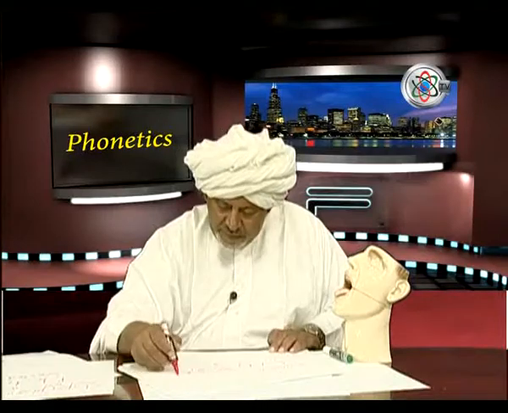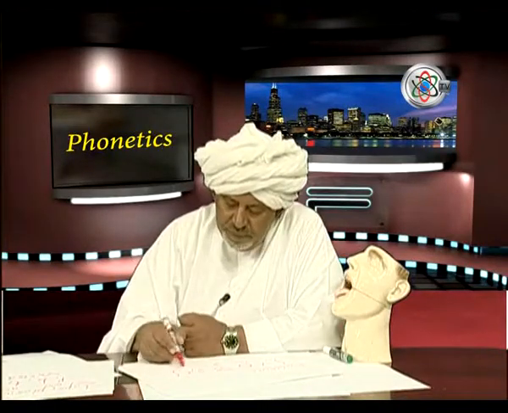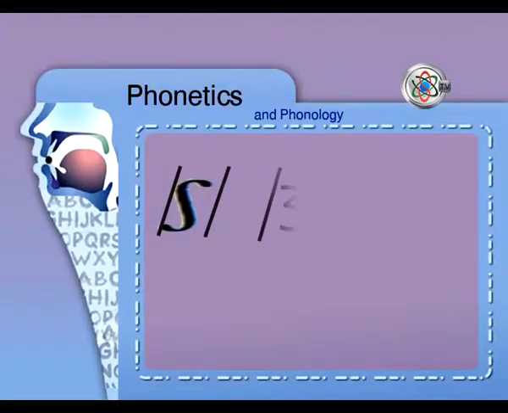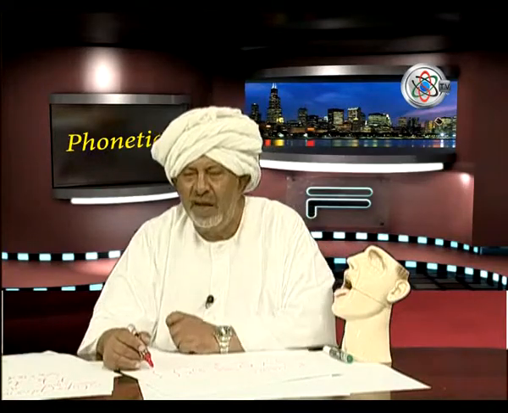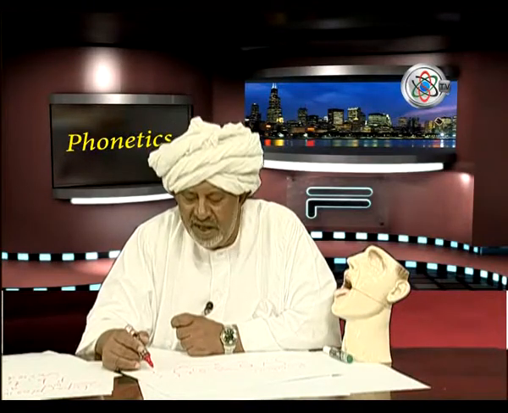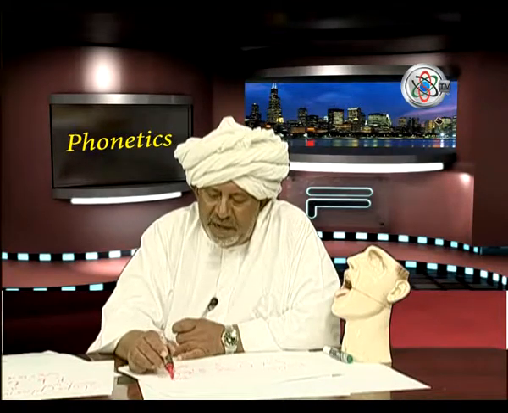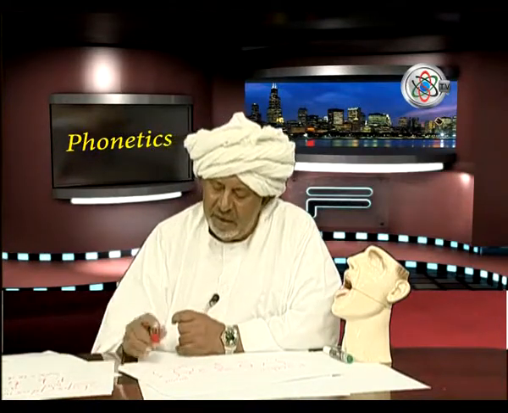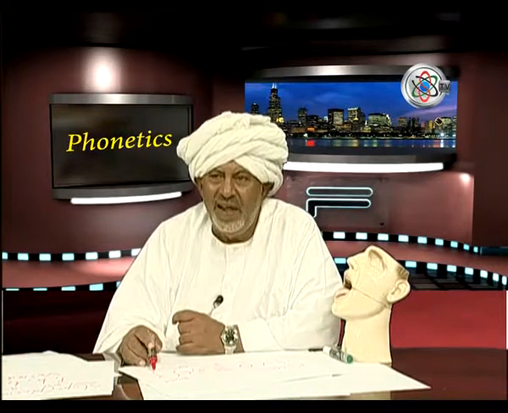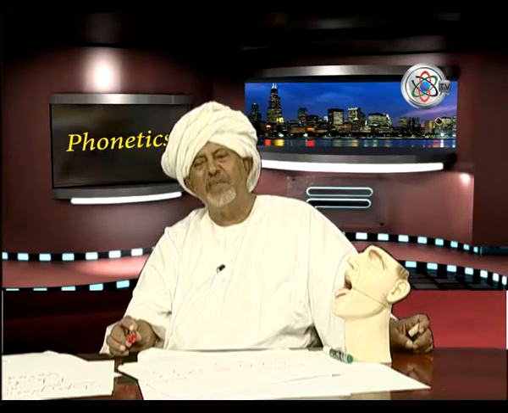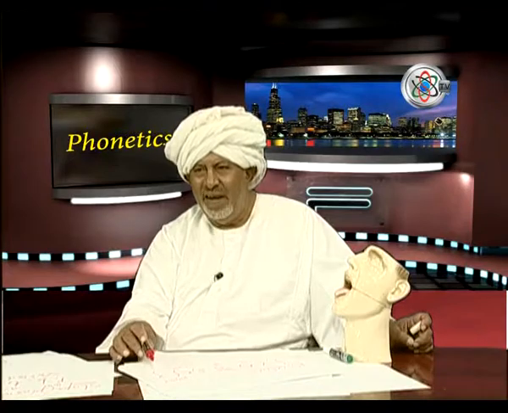Then we have got the sha, sheen, and zha. Sha and zha. Sha like she, shy, issue, sure. And zha like measure, leisure, treasure. These are made in the hard palate, so we call them palatal. You might find differences in some phonetic books. By the way, this sound never begins an English word. It comes always in the middle or at the end, like measure, treasure, leisure.